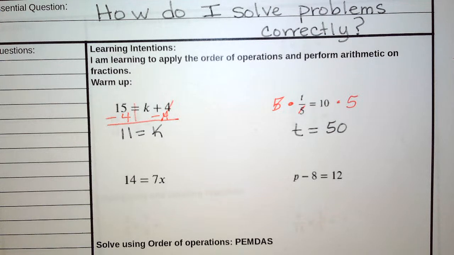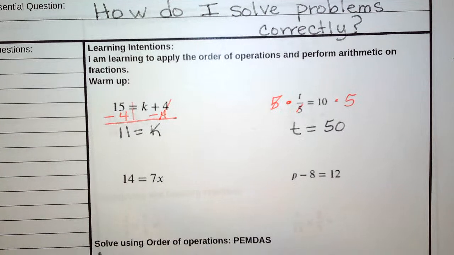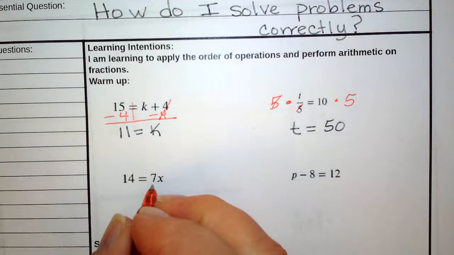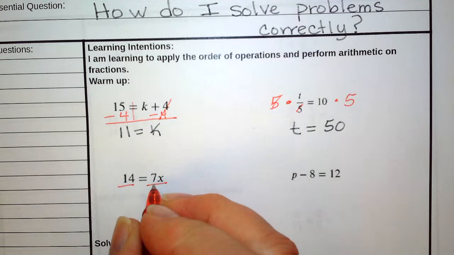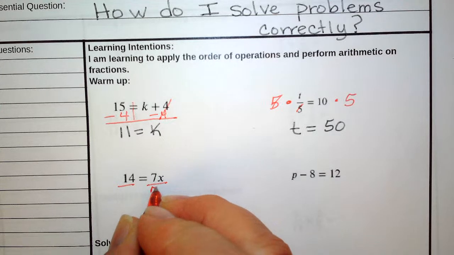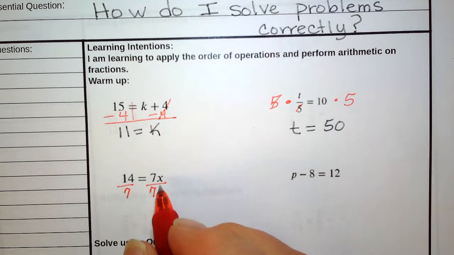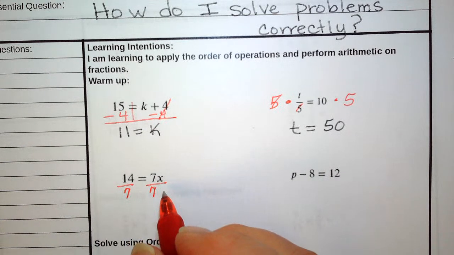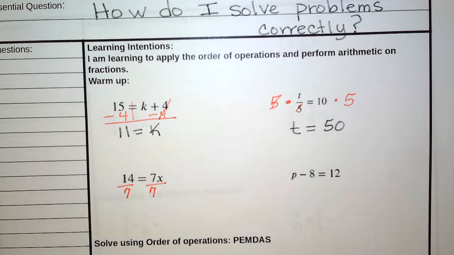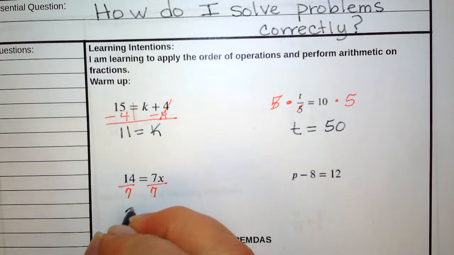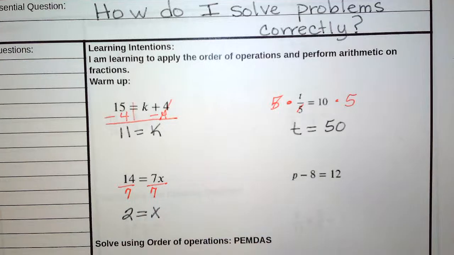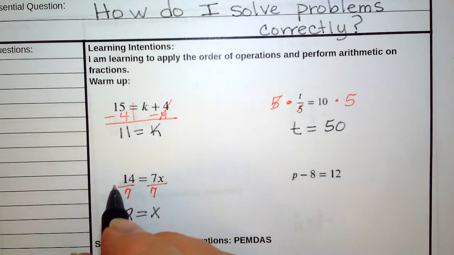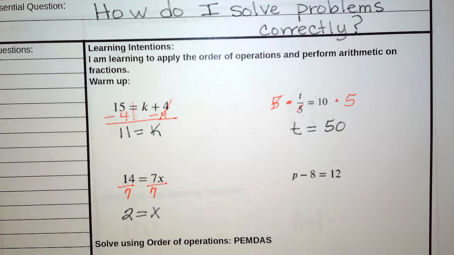So, we've done addition, we've done division, now we're going to multiply. The opposite of multiplication is division. So I'm going to divide by the coefficient of x, the number in front of x, which is 7. And I do it on both sides. I do not divide by x because I want the x left by itself. 14 divided by 7 is 2, so 2 is equal to x. 7 times 2 is 14. I've checked it and it is correct.